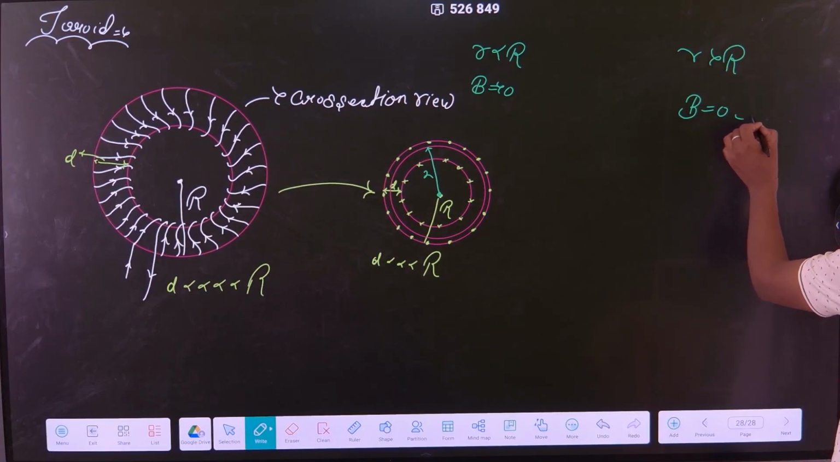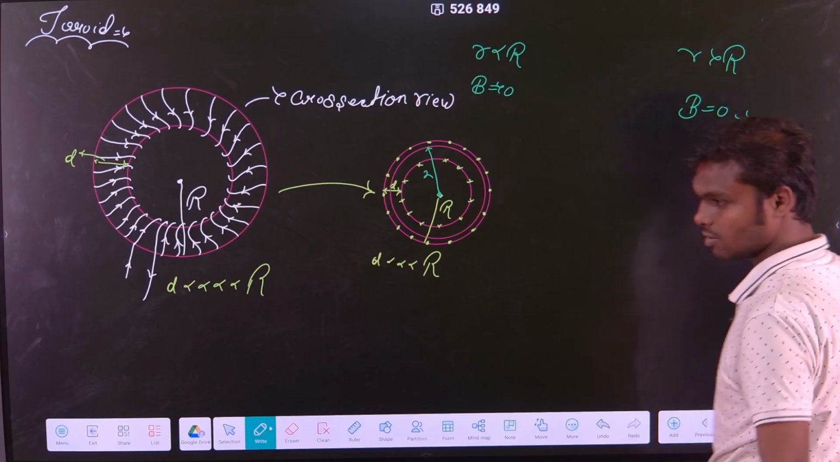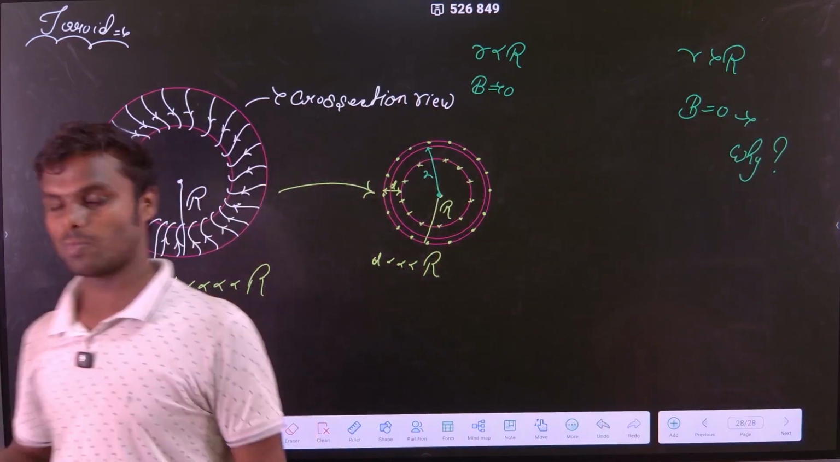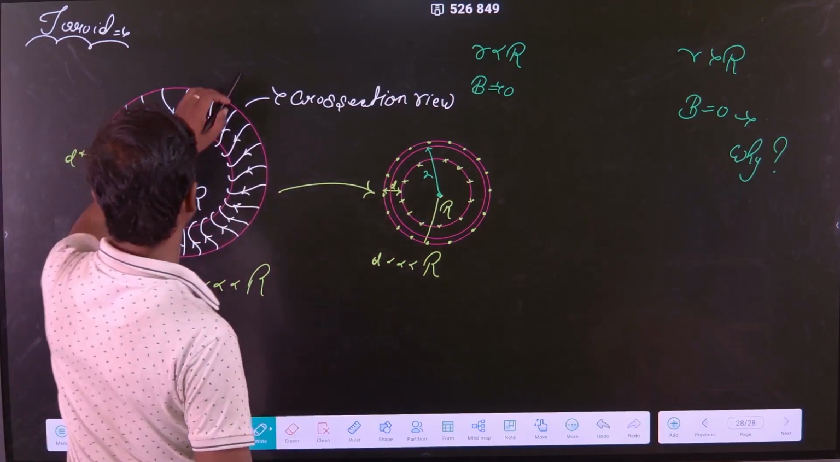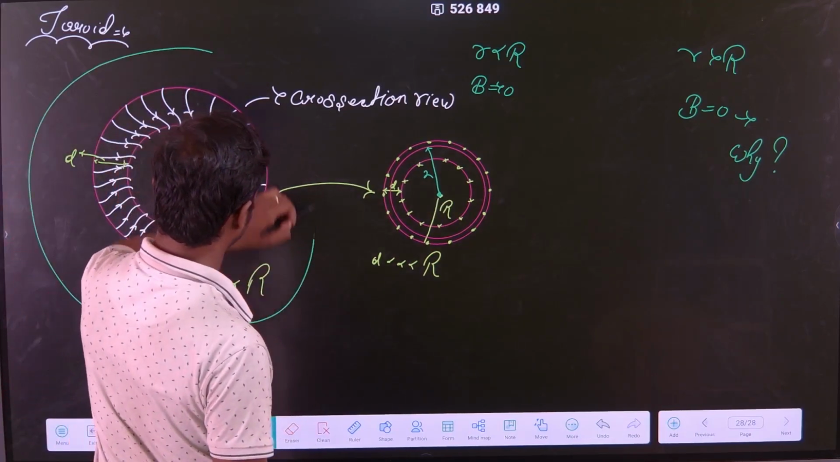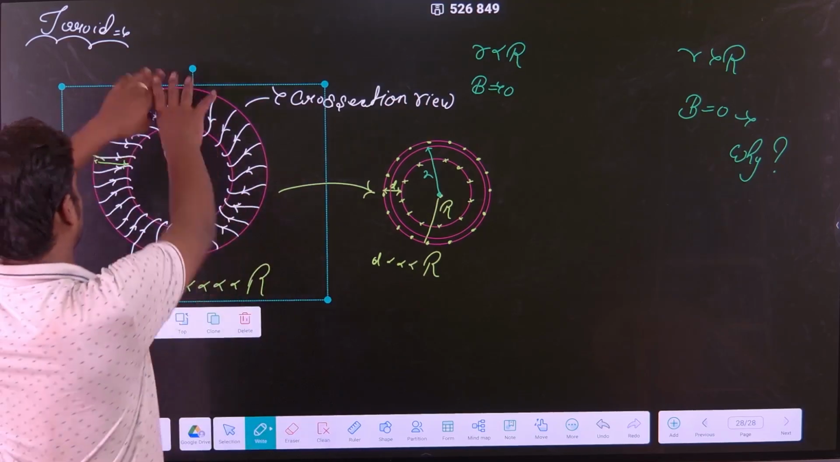Now you have to think what is the reason? Why? Now you have to tell me the reason. Okay, that I am not going to tell you. If you apply the Ampere circuital law, you will get the reason. Okay, suppose you take some outside loop, like this. Suppose this is the outside loop.